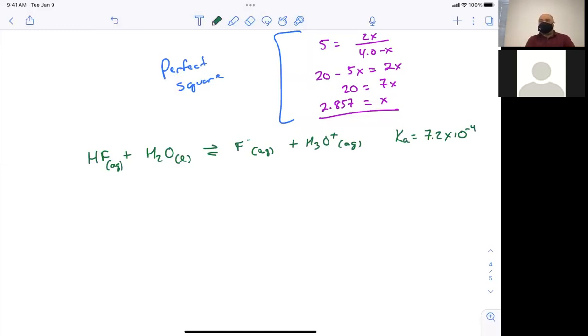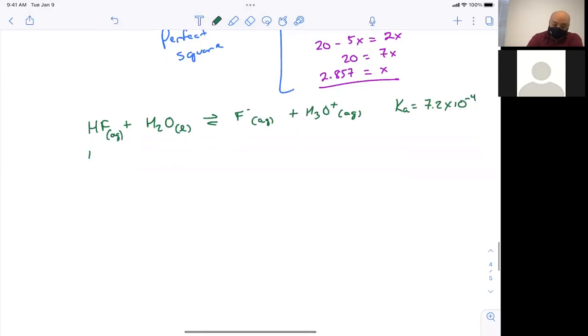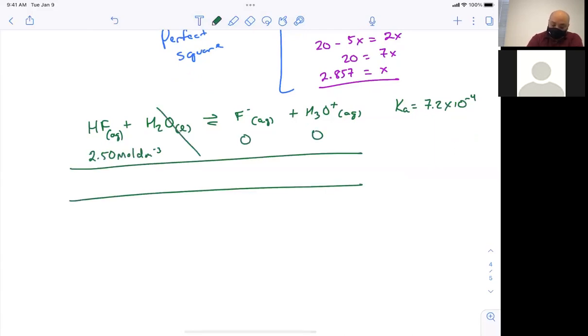K is very small. So if you start with an amount of reactants, your amount of products will be very, very small. So you can make some assumptions. And so let's say I start with 2.50 molar of HF. I will have 0 of both of these. And water I omit, remember, because it's a liquid.